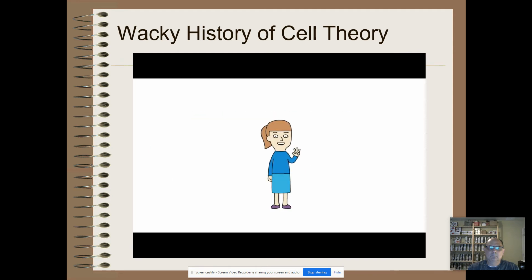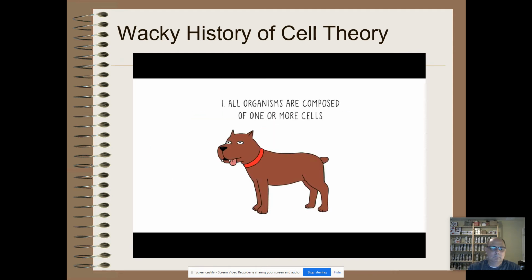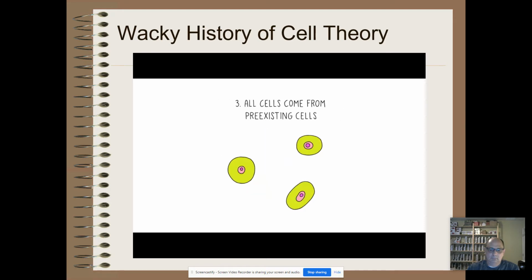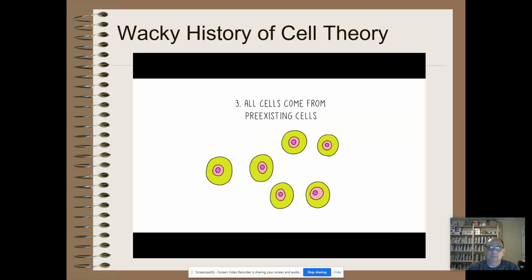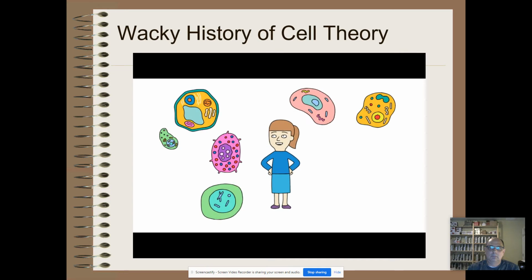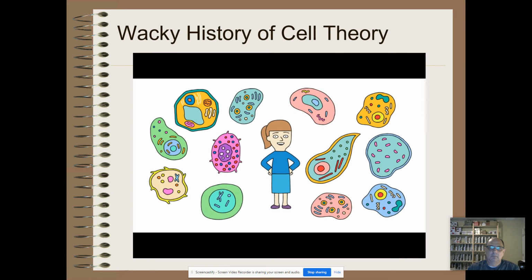There are 3 parts to the cell theory. 1. All organisms are composed of 1 or more cells. 2. The cell is the basic unit of structure and organization in organisms. And 3. All cells come from pre-existing cells. To be honest, this all sounds incredibly boring until you dig a little deeper into how the world of microscopic organisms and this theory came to be.